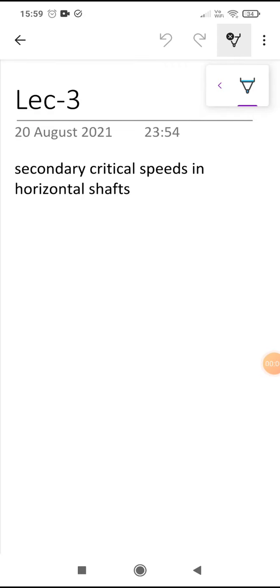Hey guys, so today we are going to see another topic in critical speeds of shaft, that is secondary critical speeds in horizontal shafts. Centrifugal forces due to unbalanced masses cause the primary or mean critical speed. Besides this, in horizontal shafts, large vibrations are seen at half the critical speed due to the effect of gravity of the mass, and such speeds are called secondary critical speed.